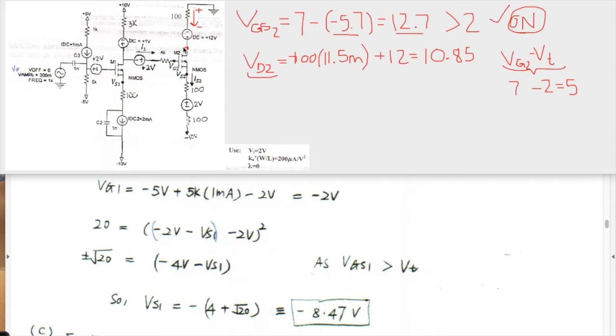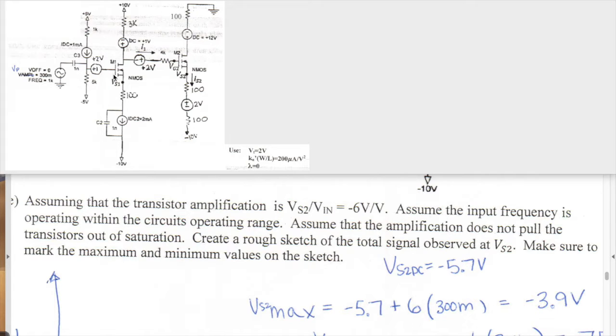And the loop to find VD2, this goes from plus to minus, so it's going to be a minus 100 times the current, and then a plus 12. So that's where you have a minus and a plus. That gives us 10.85, which does indeed keep it in saturation because this value is greater than 5. This question also asked for the DC bias point for transistor 1. That is going to be either VGS2 or the current, and so we can just state that the bias point for this one is 2 milliamps.